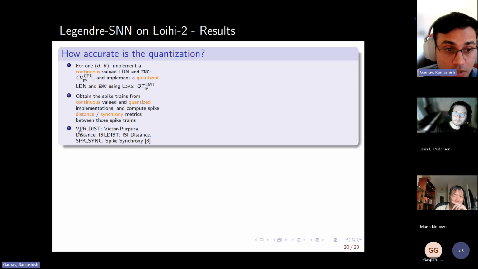In my case, I have used the Victor-Purpura distance denoted by VPR dist, the ISI distance metric denoted by ISI dist, and the spike synchrony metric denoted by SPK sync. So I've used three of them, and the details of those can be found in the paper referred to as 8. Now, of course, let's talk a bit about these metrics.